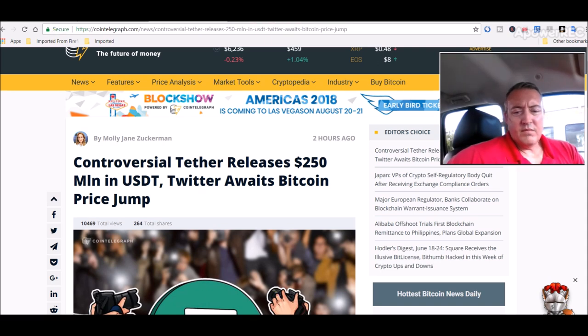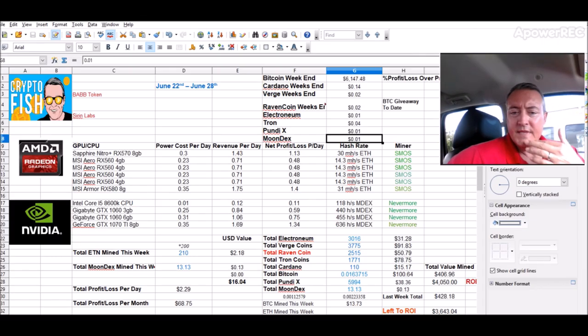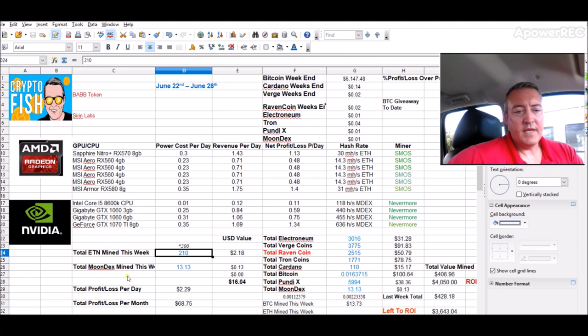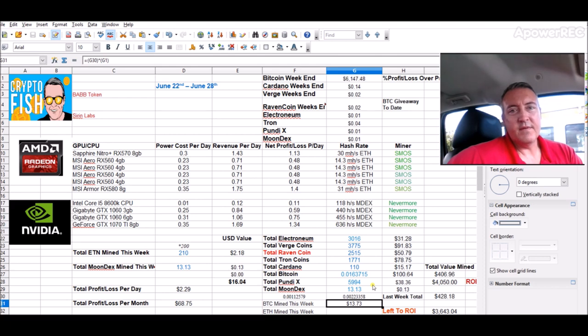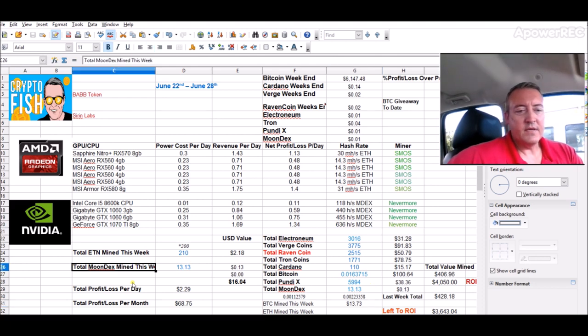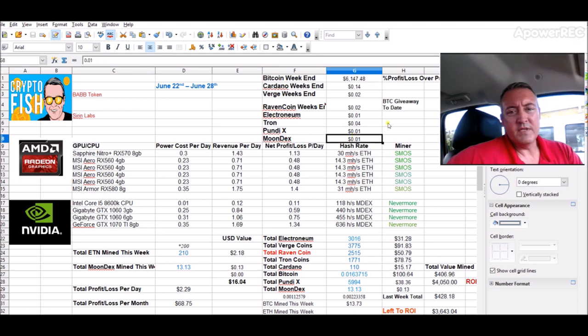Okay, so let's see what my rigs did over the weekend. 210 Electroneum mined, and there's a little bit of a change here. $13.73 worth of Ethereum mined to convert to Bitcoin. But as you can see, there's this new graphic, Moondex. I'm now mining Moondex. I'm going to have a video on that tomorrow on why I'm doing it. There is no price on it now because it's not on any exchanges, so I just have it sitting up here at 1 cent.